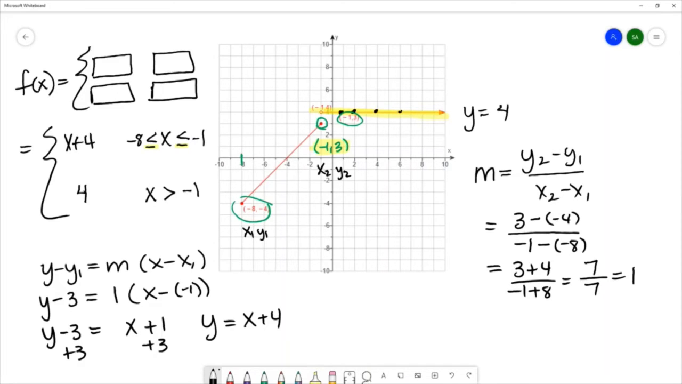So this is going to give me the piecewise defined function for this graph. So our function is this right here. f of x will be x plus 4 when x is from -8 to -1, including -8 and -1. And f of x will be 4 whenever x is greater than -1.